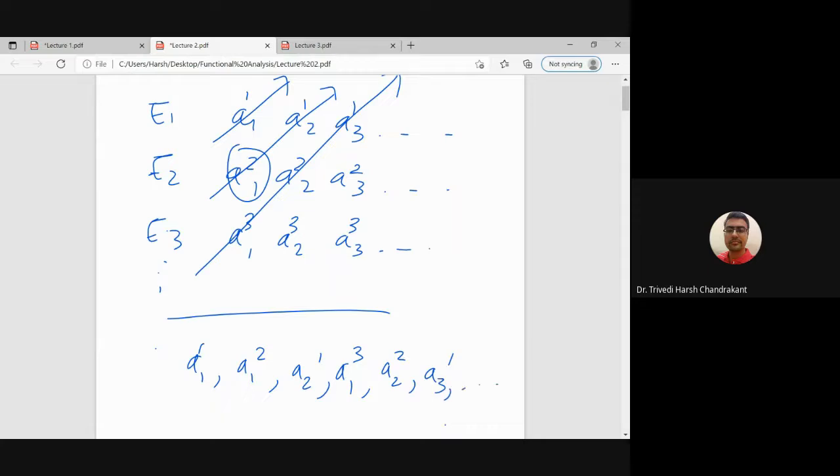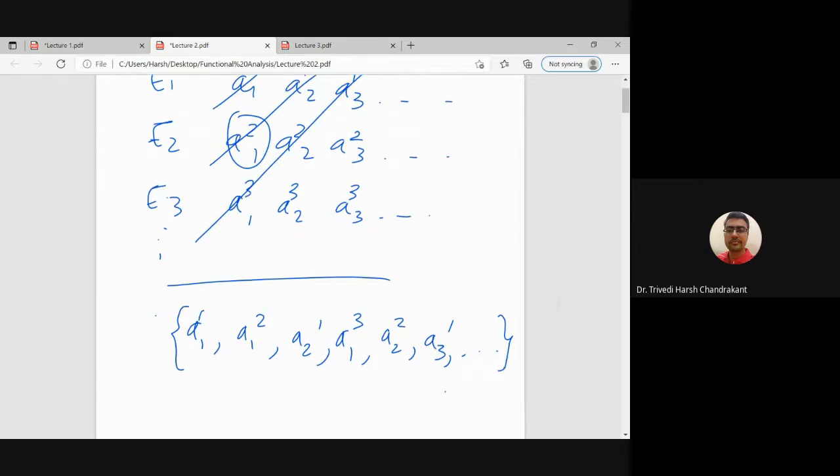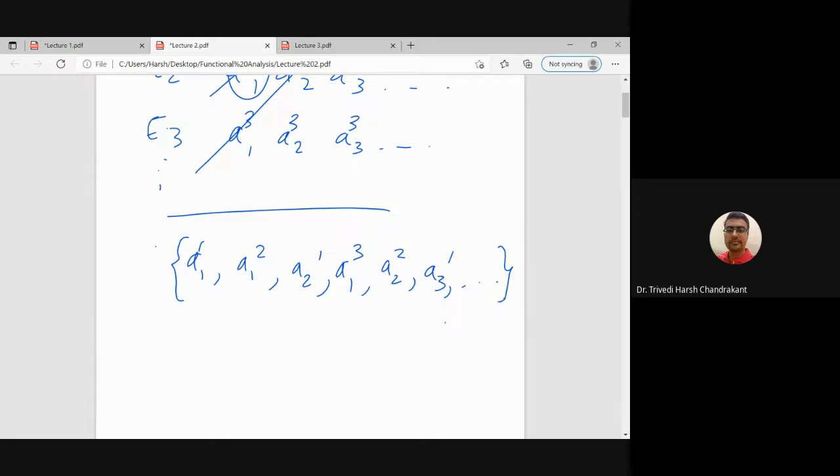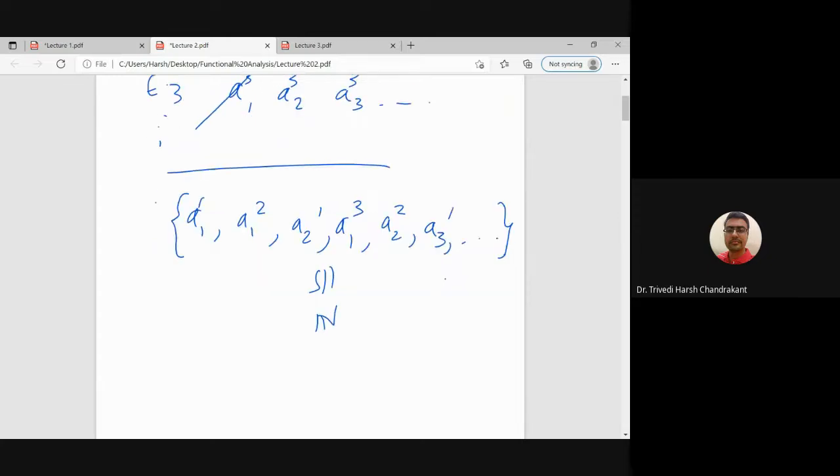If we go in this way, then we can fill all the elements of E1, E2, E3, En and form a sequence. And since all the elements are contained in a sequence, there is a one-one correspondence with the natural numbers. That means it is a countable set.